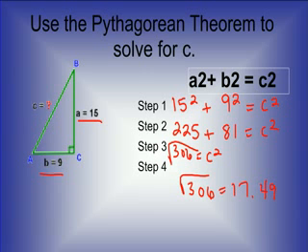Alright, hopefully this has helped you understand how to use Pythagoreans theorem to find the length of the hypotenuse, which is the side right here. If you have any other questions, make sure that you contact your teacher.